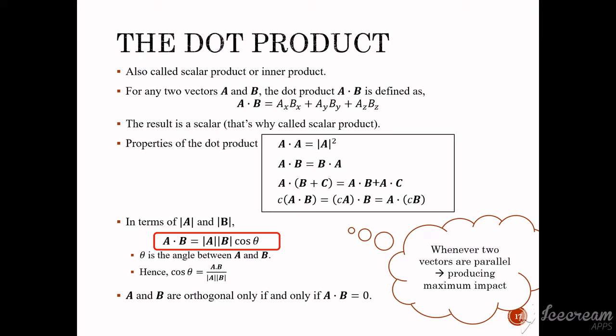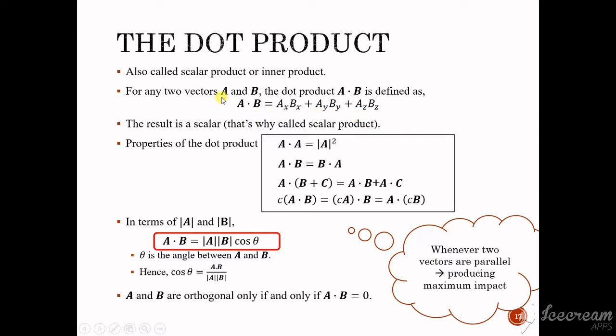Now I'm going to discuss the dot product. The dot product is also known as the scalar product or inner product. The result of this mathematical operation between two vectors will be a scalar. That's why the dot product is also known as a scalar product.